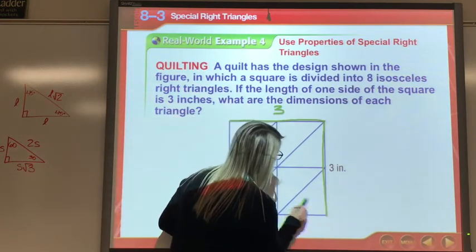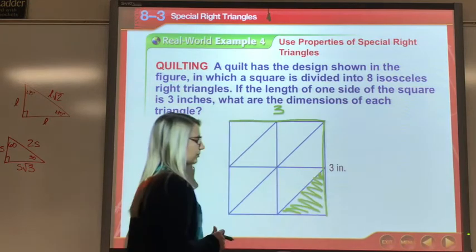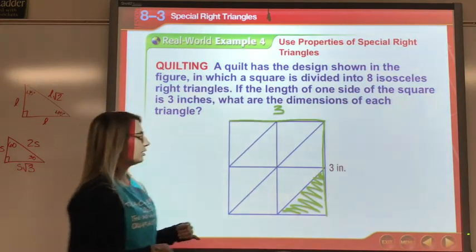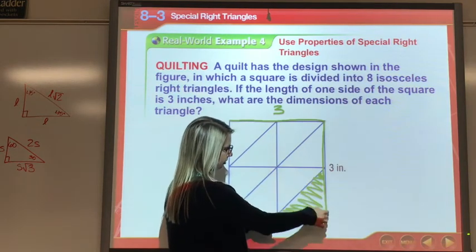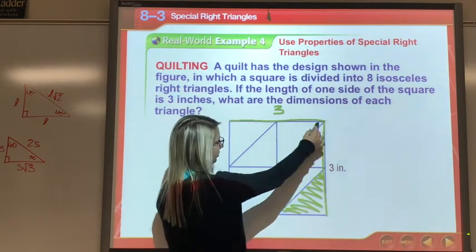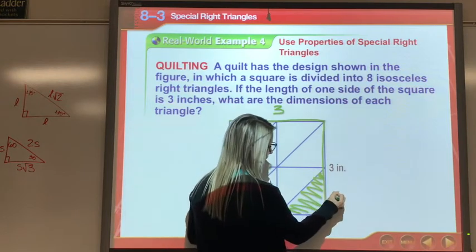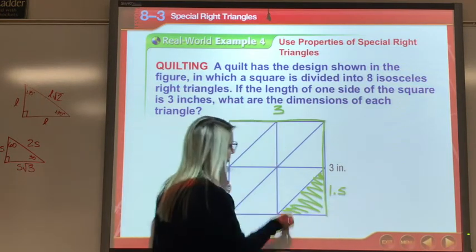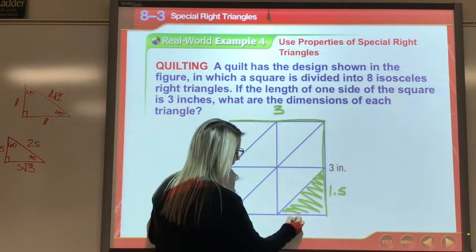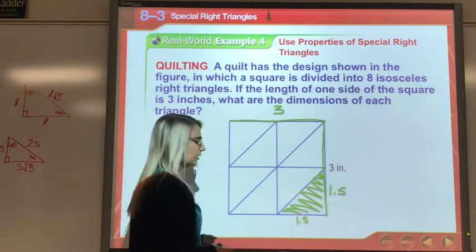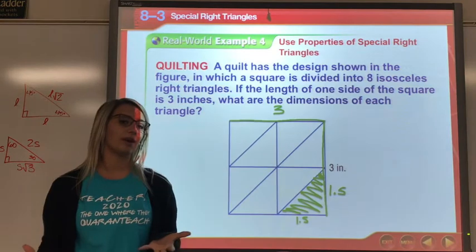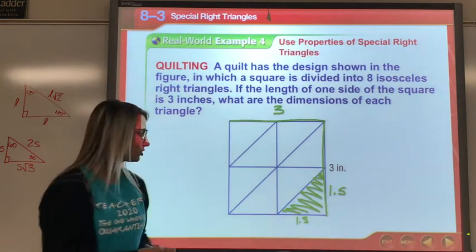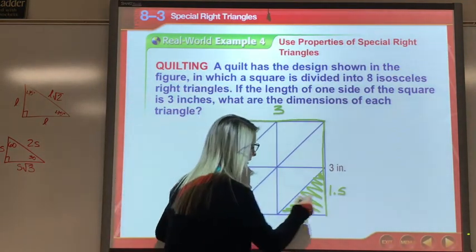Now I'm just going to highlight one triangle. Let's just highlight this one for now. Since it's cut right in half of this 3 and this 3, we know that this side length will be 1.5 and this side length will be 1.5. Now this makes it an isosceles triangle, so it must be a 45, 45, 90 triangle since this is a right angle in here.